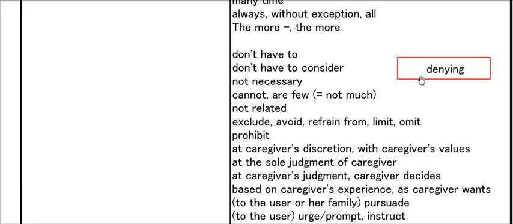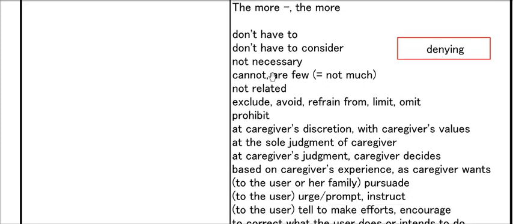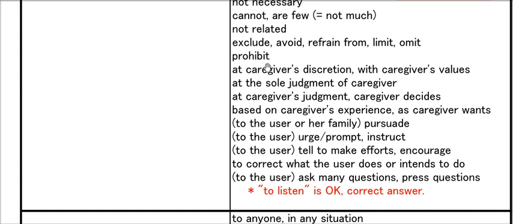Next is a denying case. Don't have to consider, not necessary, cannot, a few, this means not much, not related, exclude, avoid, refrain from, limit, omit, prohibit, and these are not oriented, not user oriented.